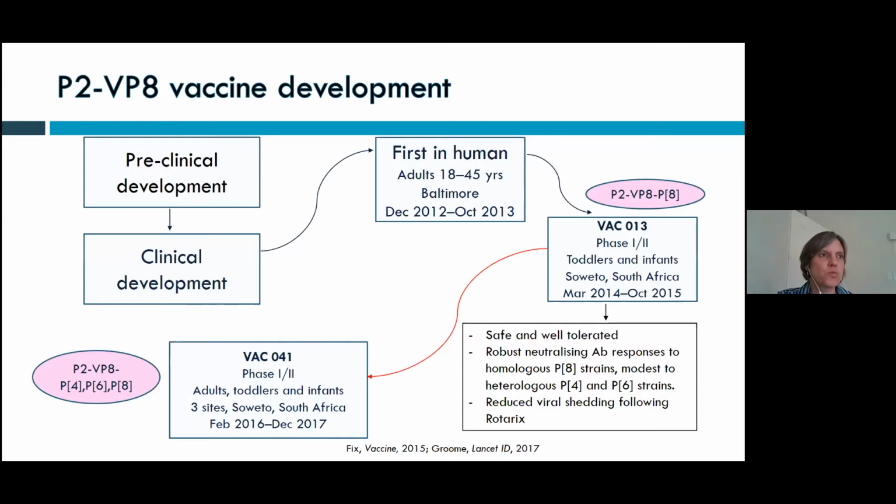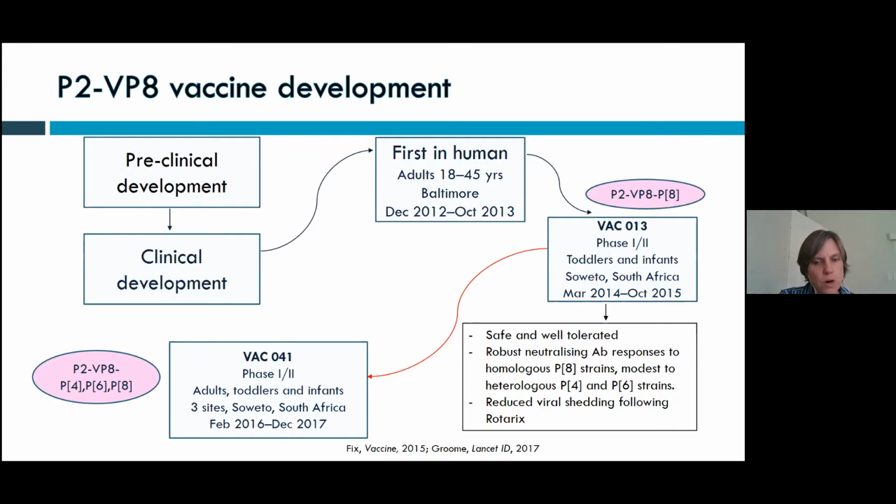So what's been shown with the oral vaccine Rotarix, although it's also made from a P8 strain, there's a lot of cross protection with the other strains. Whereas with the parenteral vaccine, we didn't see that same cross protection. And so the immune responses to the P4 and P6 strains were much lower.